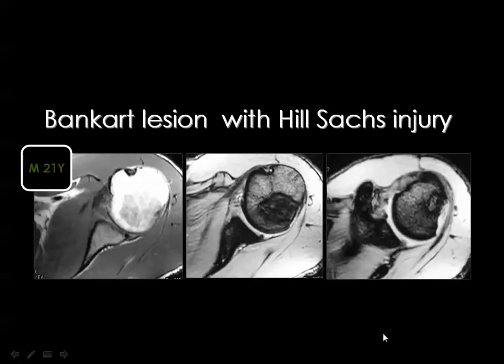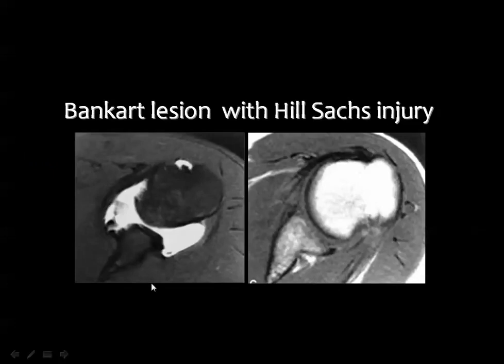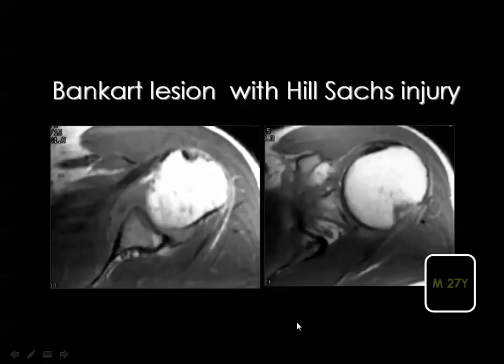Then in this example, you can see that the anterior labrum is torn, and relatively high up in the sections, you can identify the associated Hill-Sachs injury as a shallow or deep groove in the posterolateral aspect of the superior part of the humeral head. And this is Bankart lesion. You can see the anterior labrum is torn, and relatively above this level, you can see the Hill-Sachs injury.